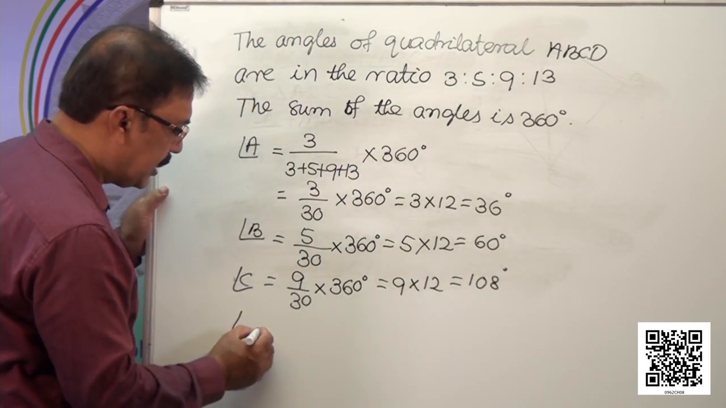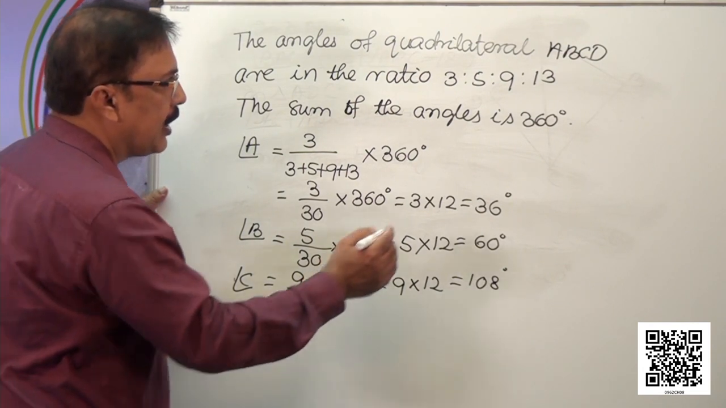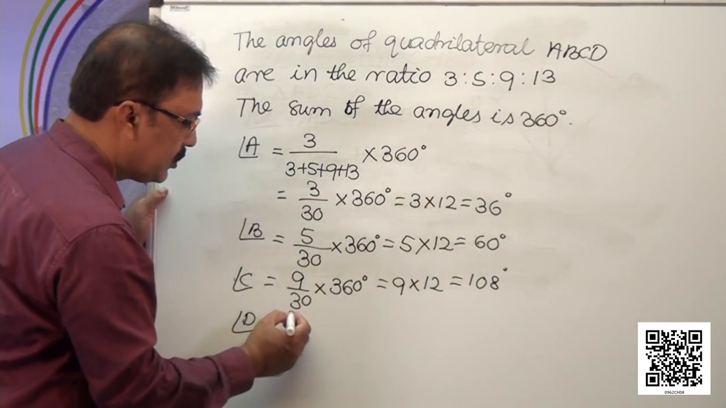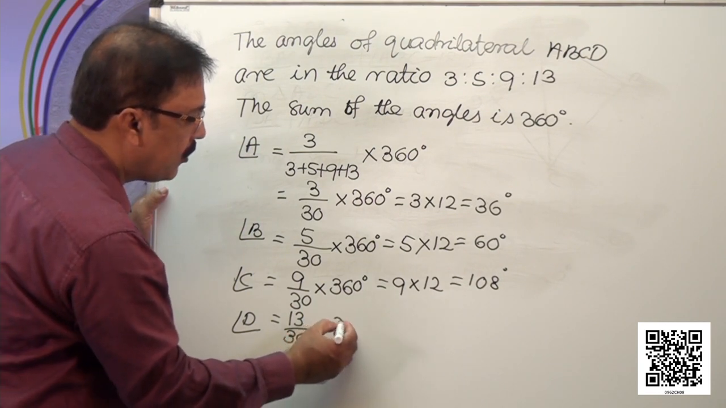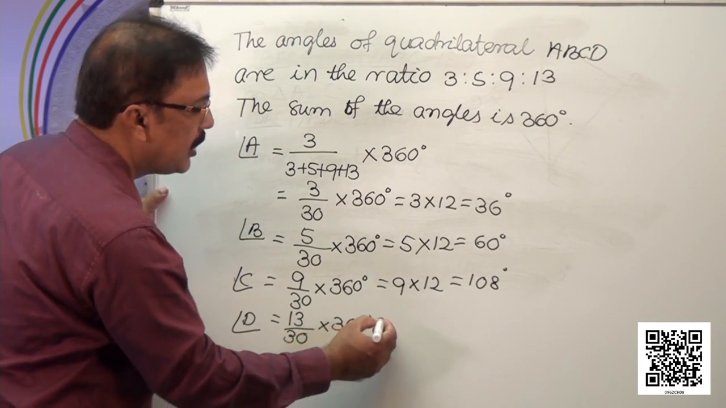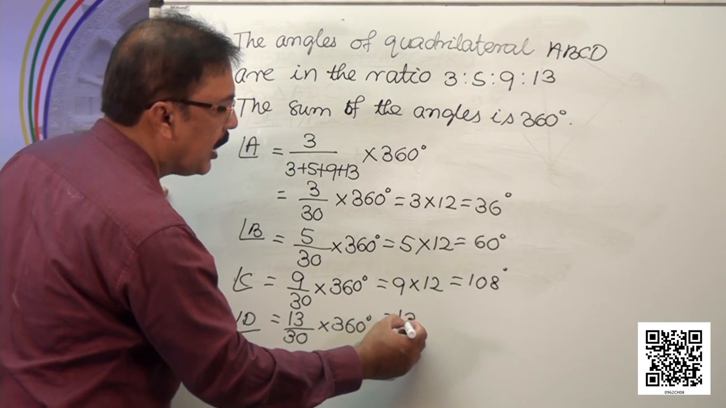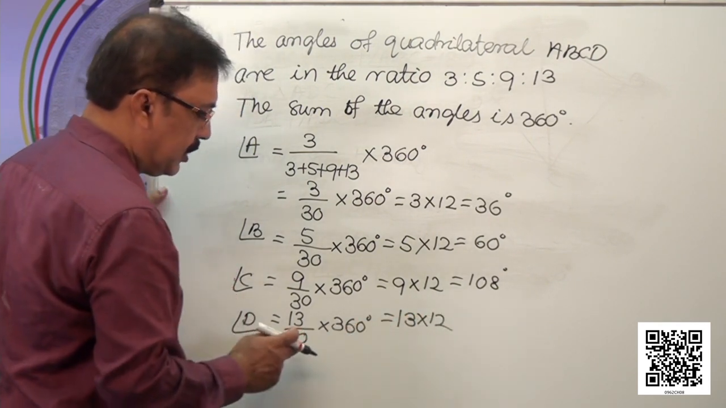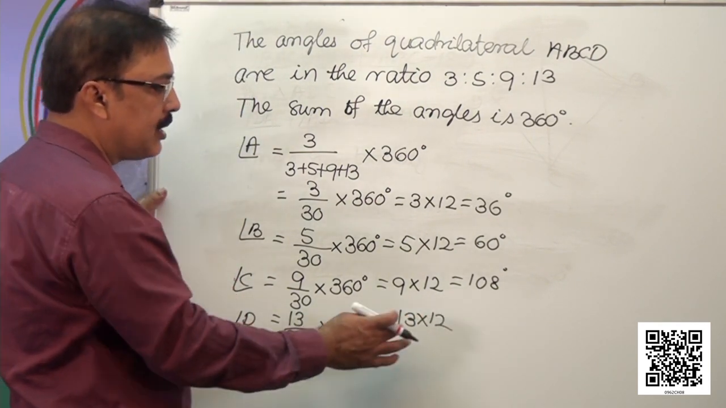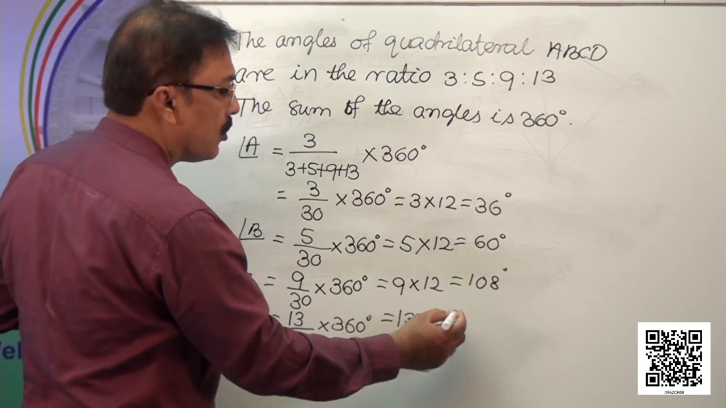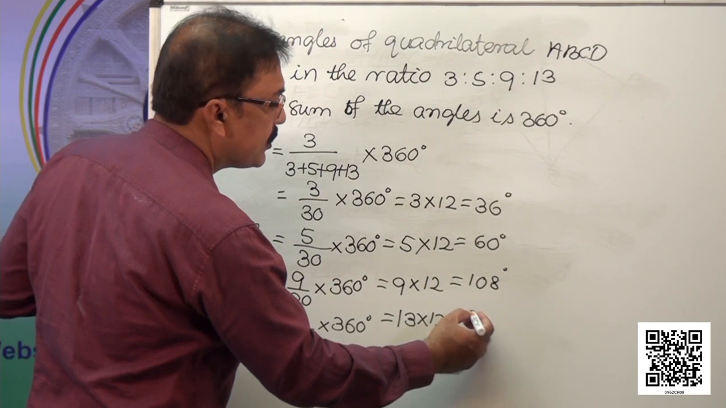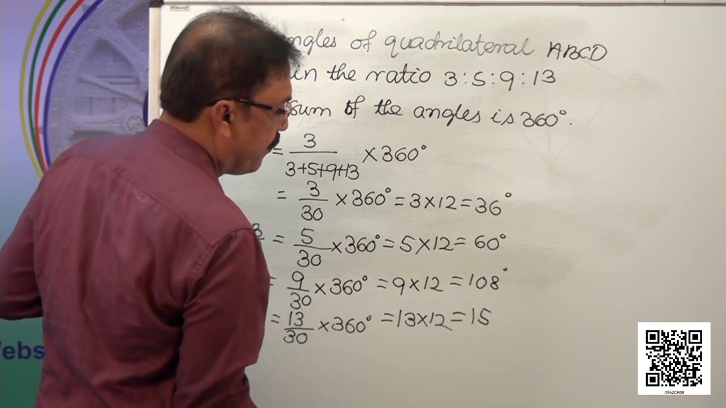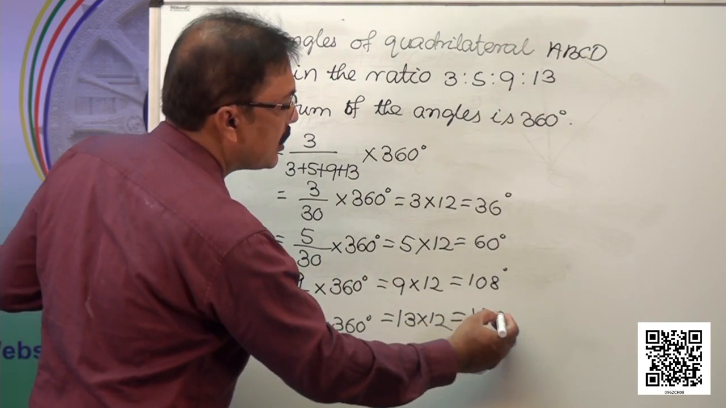And the last one is angle D, that is for 13, so 13/30 times 360 degree gives 13 times 12. 30 and 360 cancelled, it is 12. So 13 times 12 gives 156.